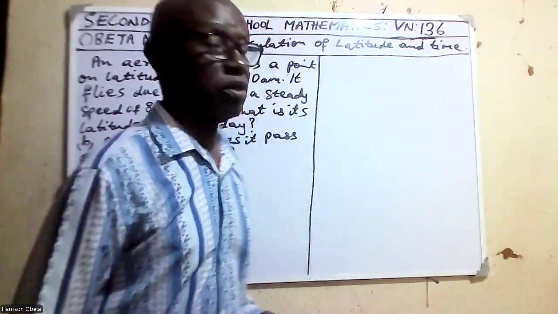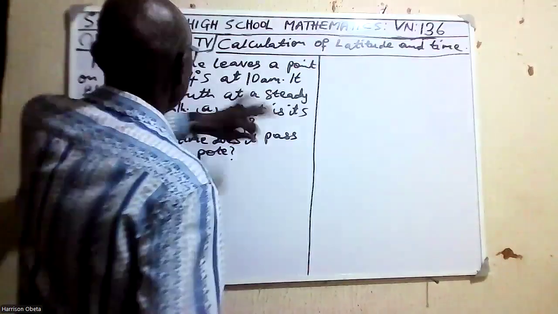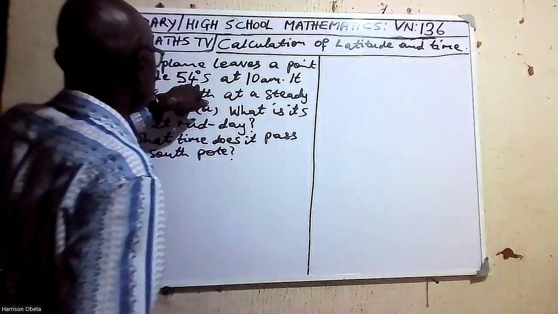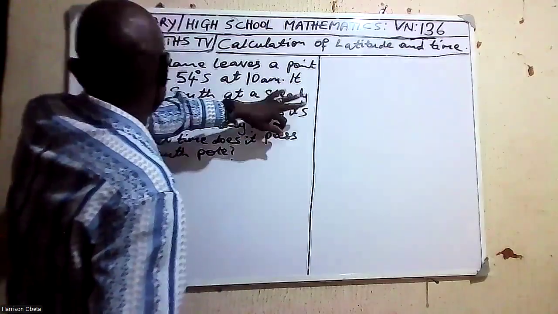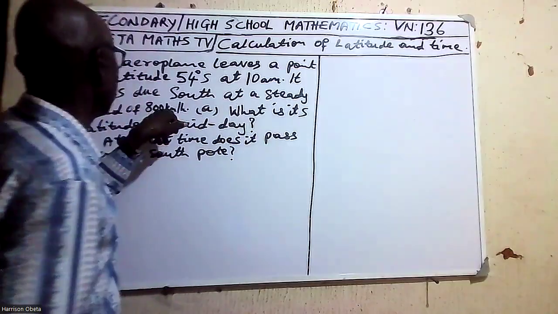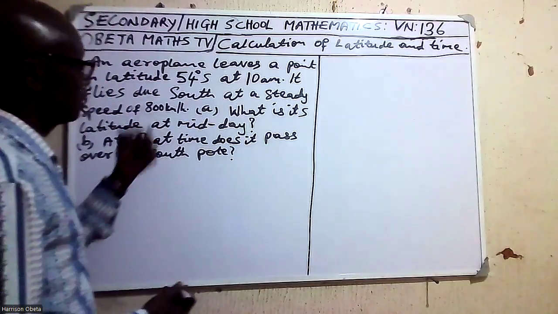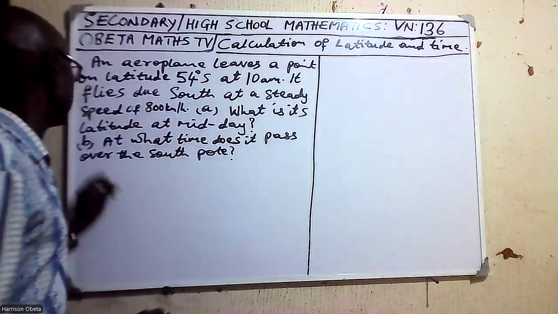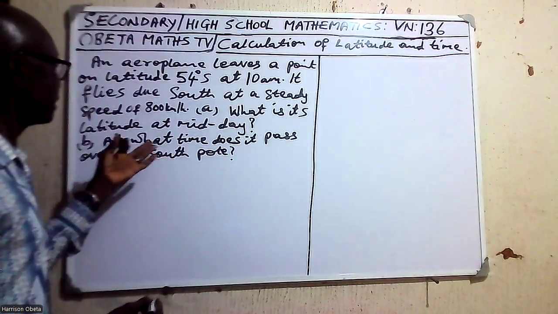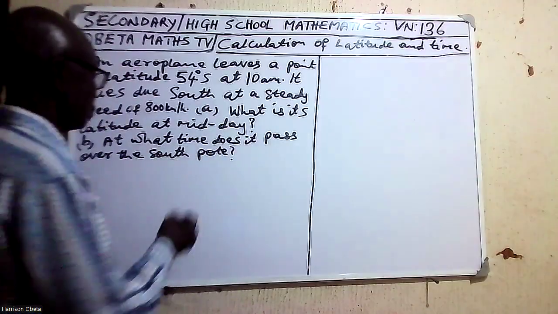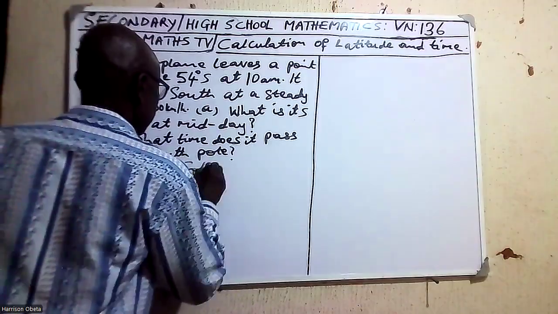So we have a question on the board. An aeroplane leaves a point on latitude 54 degrees south at 10 a.m. It flies due south at a steady speed of 800 kilometers per hour. We have to find the latitude at midday. Also, we have to find the time that it passed over the South Pole. Solution.